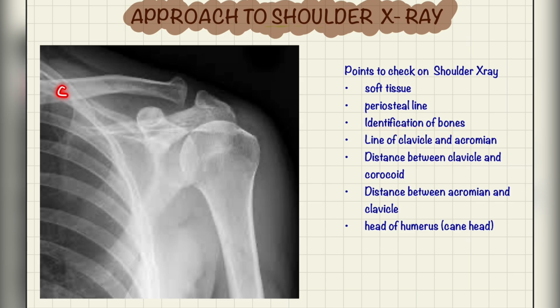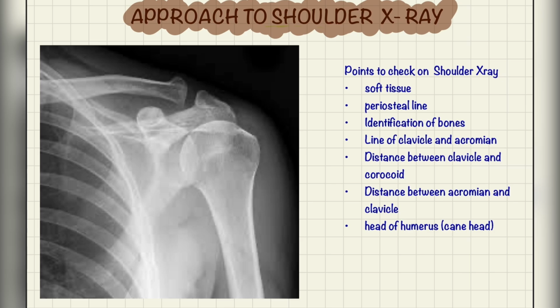Now, identification of bones. This is very much important, to identify each and every bone and their anatomy. The coracoid process, the glenoid cavity, and the humeral head. And this is the shaft of humerus. Also, do not forget to mark the border of the scapula bone. And the last but not the least, we will be marking each rib over the shoulder x-ray.